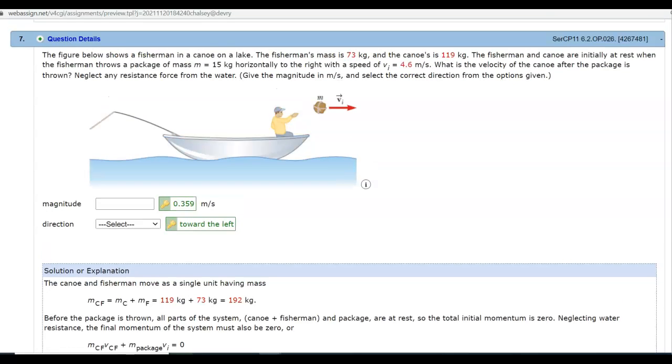Number 7, throwing a rock in a boat. The figure below shows the fisherman in a canoe on the lake. The fisherman's mass is 73 kilograms. The canoe is 119 kilograms. The fisherman and the canoe are initially at rest. When the fisherman throws the package, I like rock better.